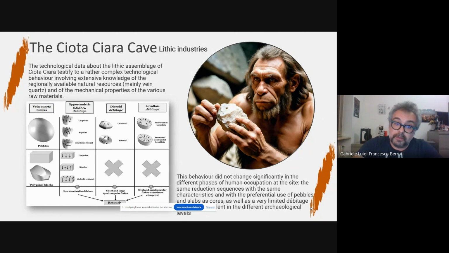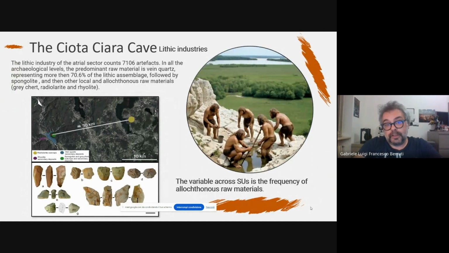For the polygonal block, only the SSDA method is attested. But it's very important that the Neanderthals at the Ciota Ciara had the possibility to use this raw material, because vein quartz is not a very good raw material, but it's abundant near the cave. In all the three different stratigraphic units, we collected more or less 7,000 artifacts, and 71% of these artifacts are made in vein quartz.